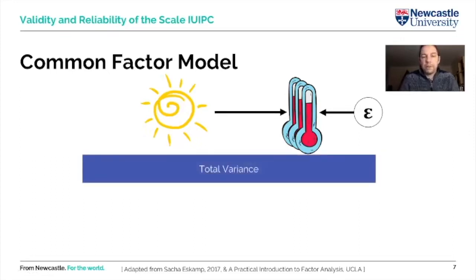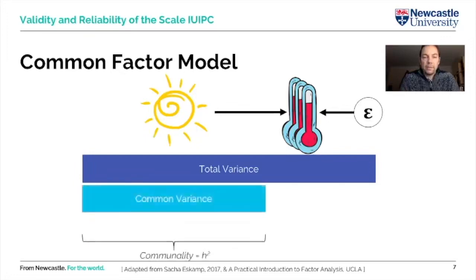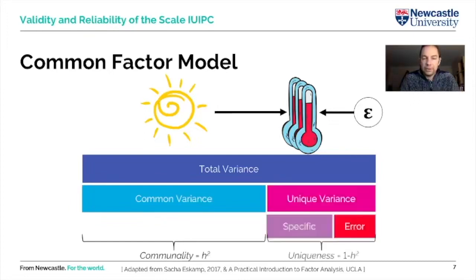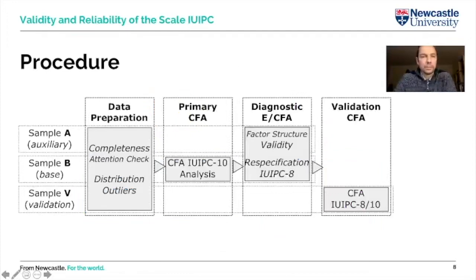Now it's all about measuring variance and covariance between different indicators. And what we seek to find is a common variance that is attributed to the latent factor. In addition to that, we have unique variance, which is composed of the specific variance of the indicator and the error variance. Let's take a look at the procedure of this study.